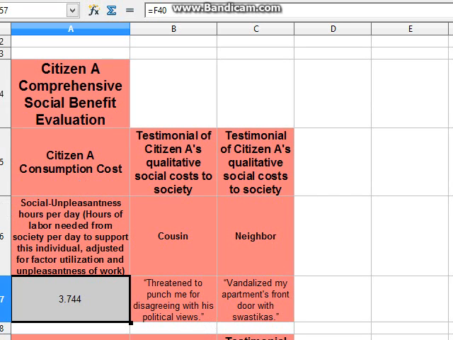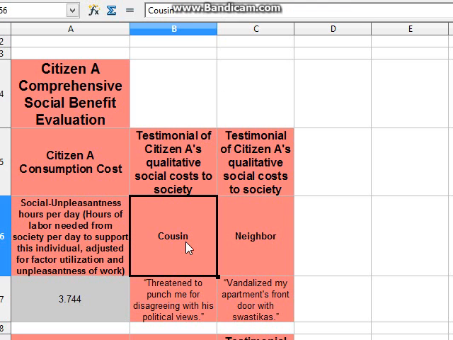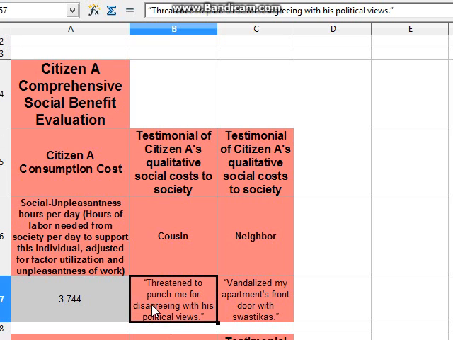And then we might have some additional ancillary qualitative things to consider of what this citizen costs to society. We don't just want to totally narrow it down to a number. The numbers are nice because it makes this evaluation a little bit more objective and less prone to favoritism and popularity contests. I figure you needed something to go off of. But you might have other things too, like the cousin testifies that this citizen A threatened to punch me for disagreeing with his political views.